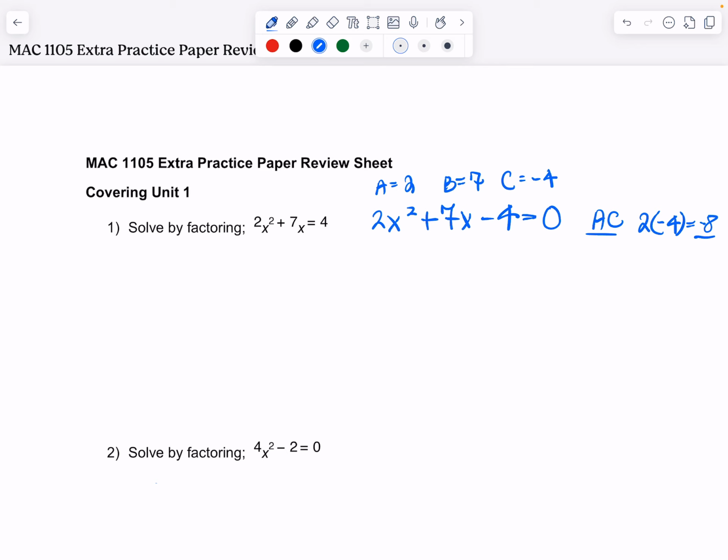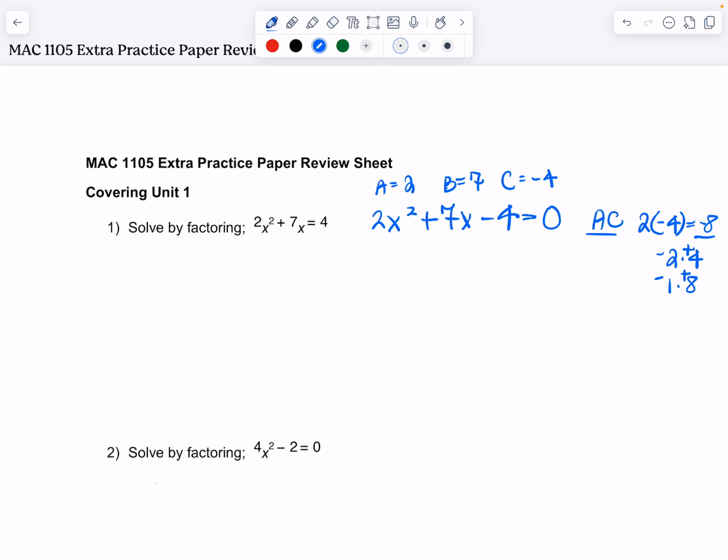So one possibility is 2 times 4. Since my middle term 7x is positive, I'm going to put a plus with the 4 and a negative with the 2, which doesn't work, because when I add 4 and -2, I get 2. The other option that I have when I write out the products of 8 is 1 times 8. Again, the larger factor will get the sign of the middle term, so plus 8, minus 1. When I add 8 and -1, I get 7, which is indeed the middle term.